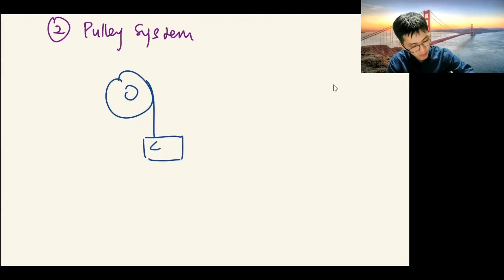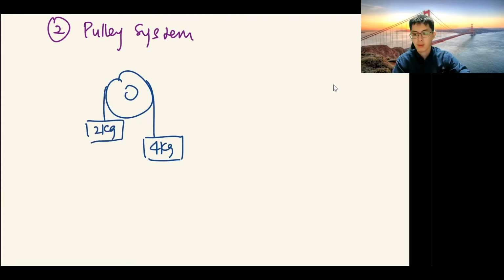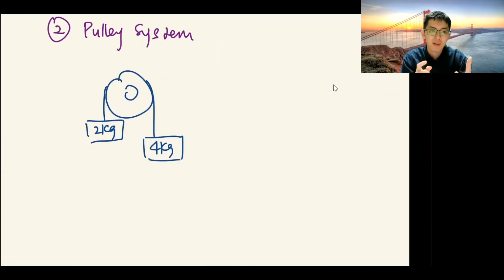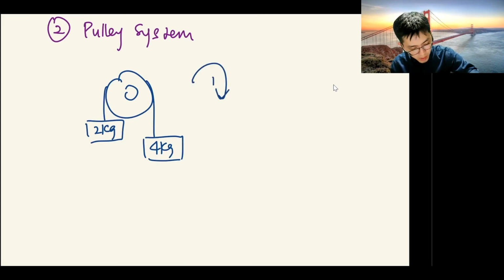Right, we have a 4 kg mass here and a 2 kg mass here. Now, pulley systems are very unique because they are circular in shape. For the previous question, we could choose left to be positive and right to be negative. But for the pulley system, you need to choose a direction, like a clock. So either you choose clockwise to be positive or anti-clockwise to be positive.